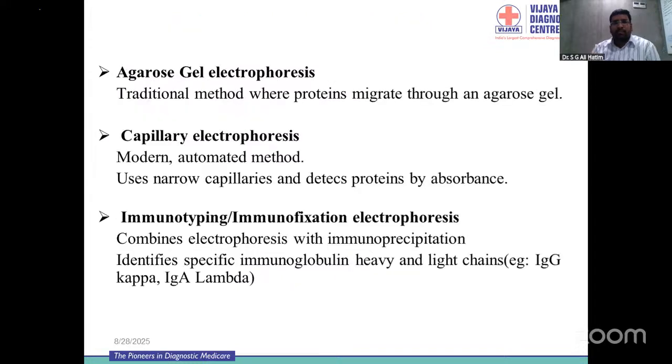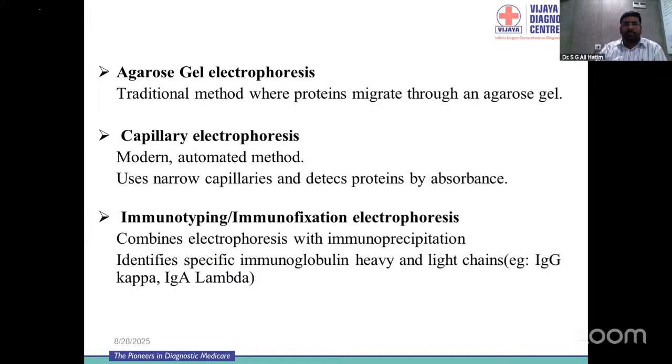Coming to the next type, it is agarose gel electrophoresis, which was the traditional method previously used, where there is migration of proteins in the agarose gel. Now the modern and automated method, which most labs are using, is capillary electrophoresis, where our Vijaya Diagnostic Center also is running serum protein electrophoresis by capillary electrophoresis. So we use narrow capillaries to detect proteins by absorption.